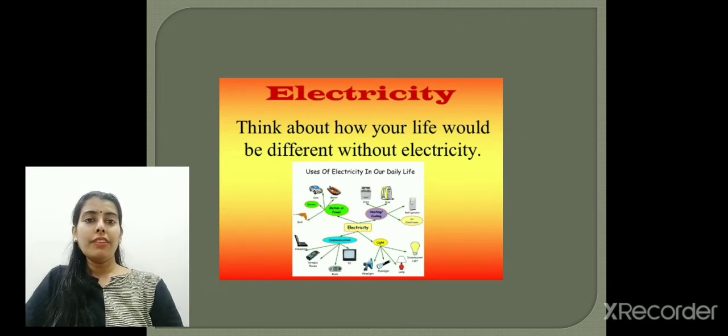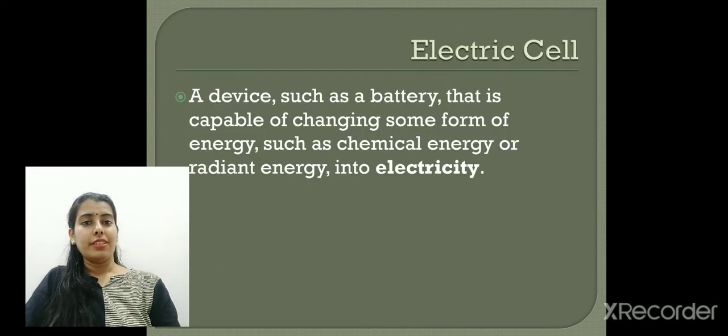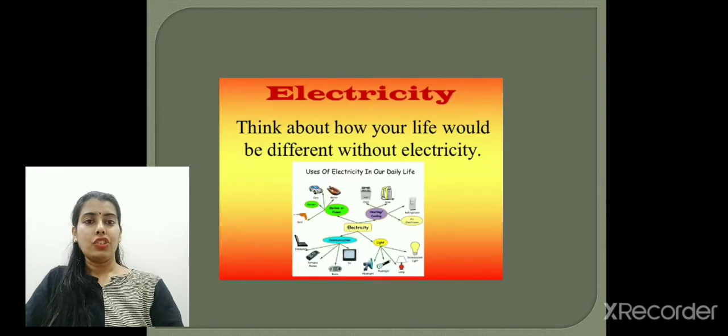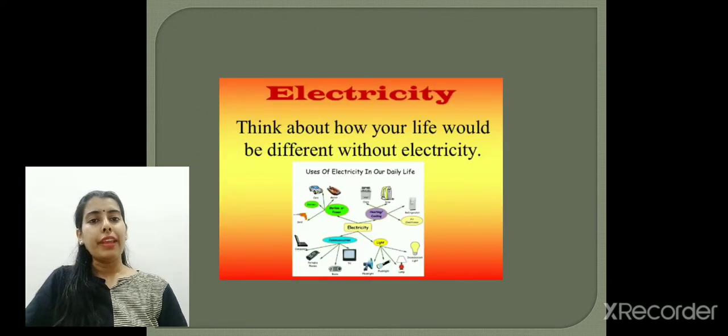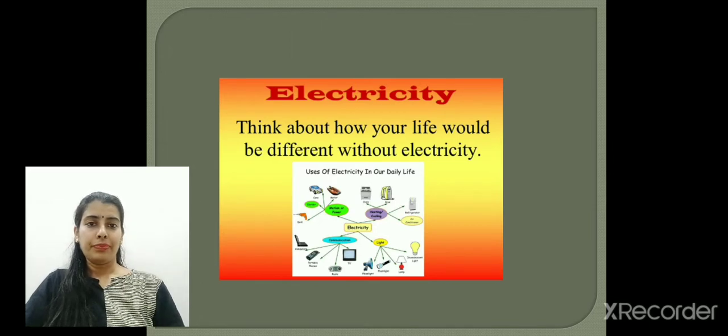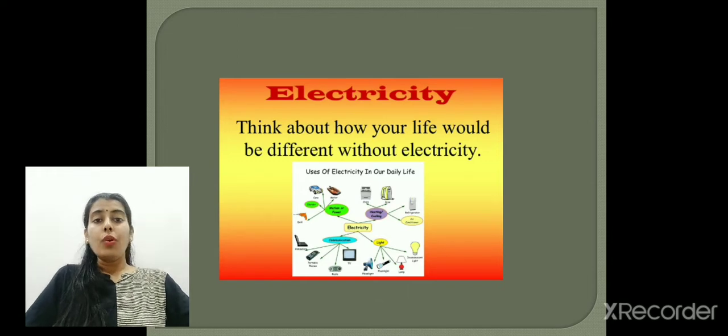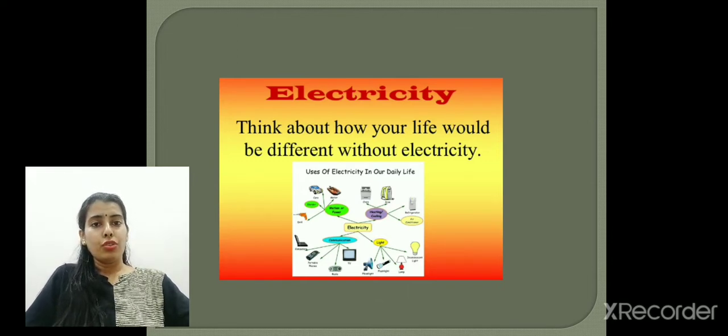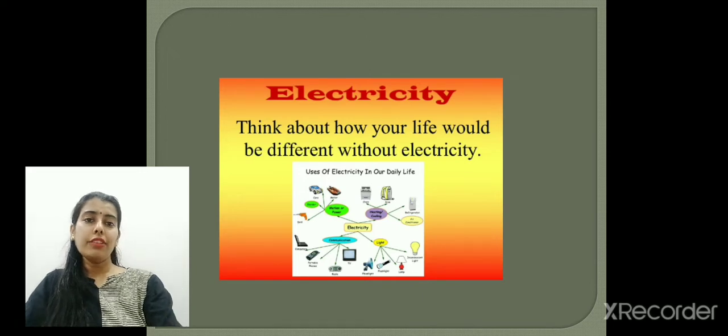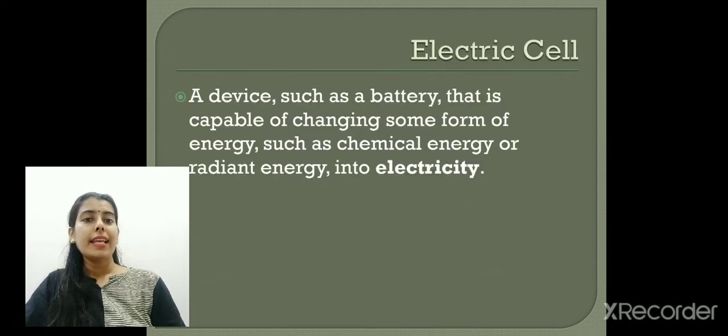So today we'll be learning about electricity. What is electricity actually? Electricity is a form of energy which is also called electrical energy. So where is it coming from? If we want to form a circuit, what are the different elements we are going to use? All these things we will be covering in this video. So let's start with the first thing, that is the electric cell.